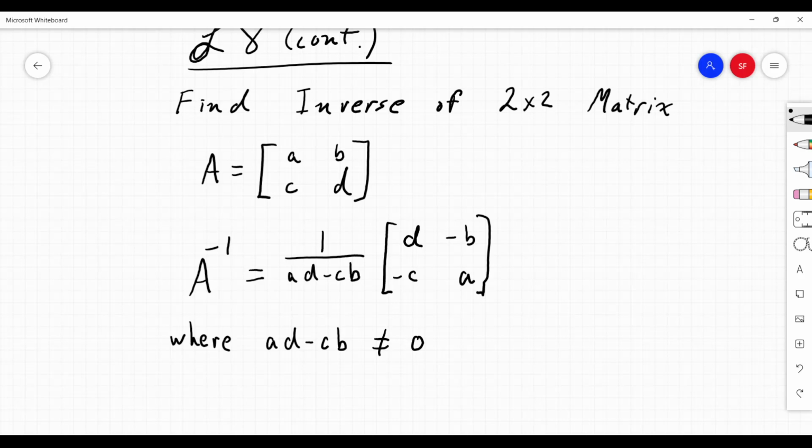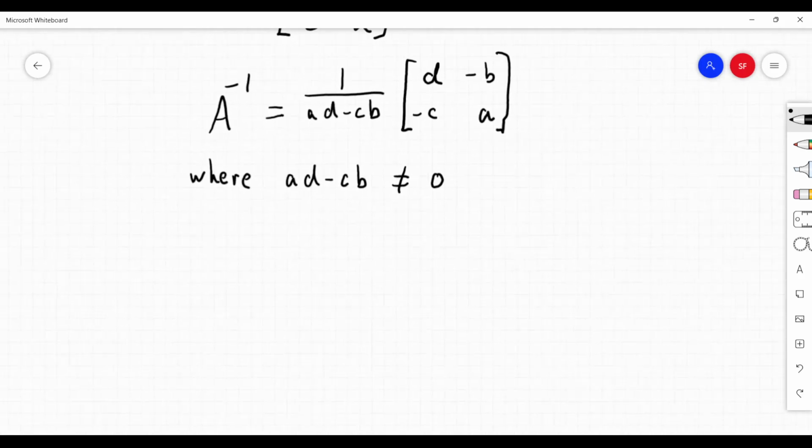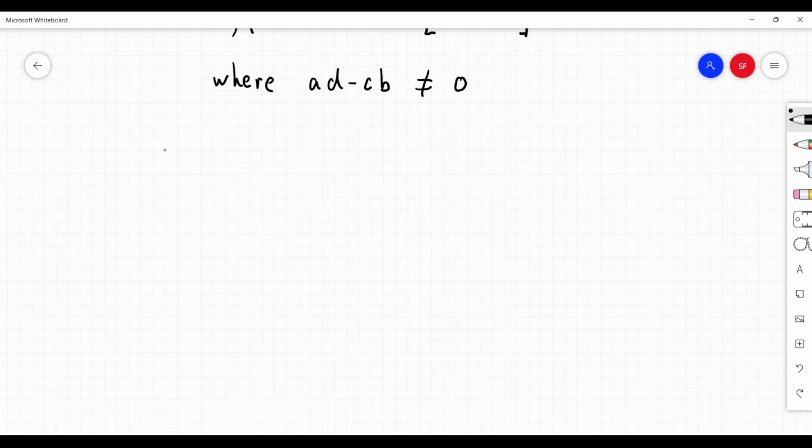So let's look at an example. Example 1: matrix P is [7, 2; negative 5, negative 1].